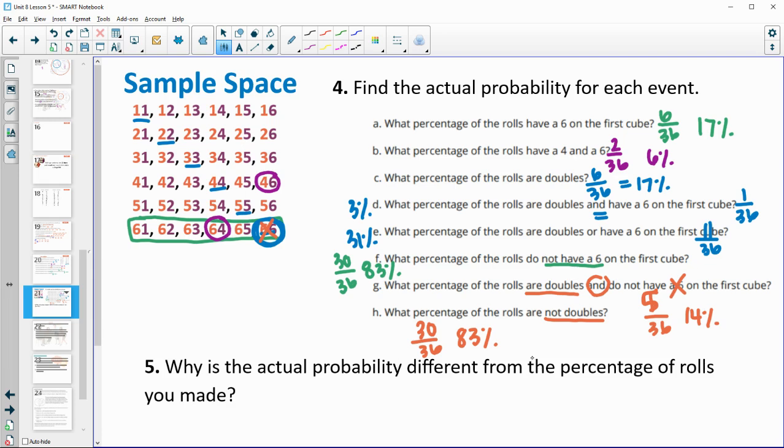So why is the actual probability different than what happened with your actual rolling? That's because we only rolled 20 times. So as we roll more and more, the percentages are going to get closer and closer to the actual probability. But the actual probability is just going to be an estimate of how many times it will happen.